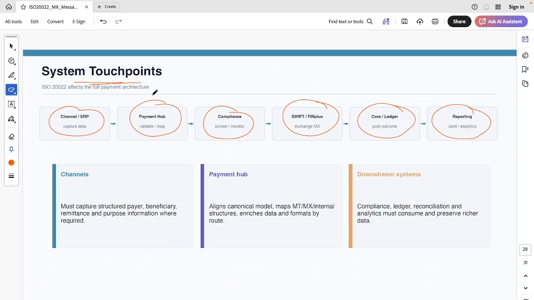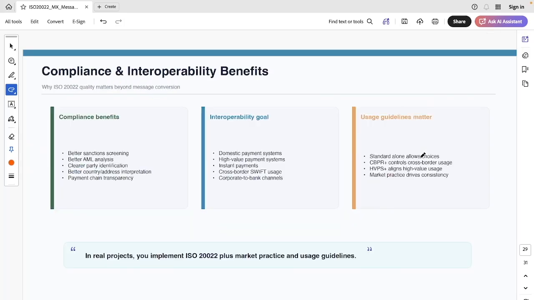So, in short, the message journey touches the channels, the hubs, the compliance, network connectivity, ledger, operations, and the customer servicing. So, as a BA, make sure structured information is preserved through the chain. Every time data is flattened, truncated, or transformed incorrectly, someone downstream will lose visibility.